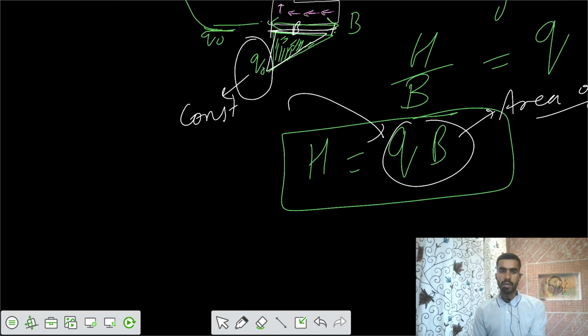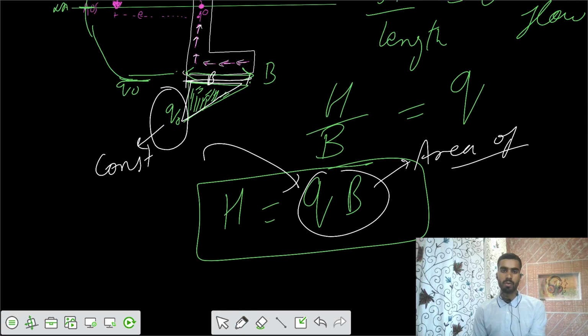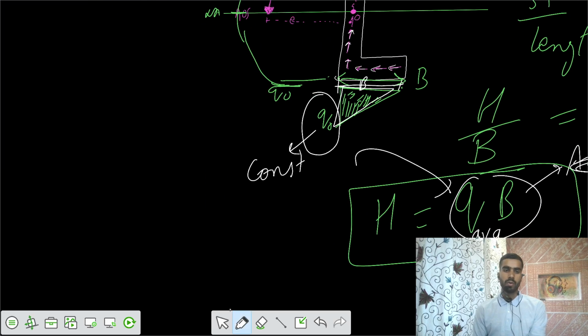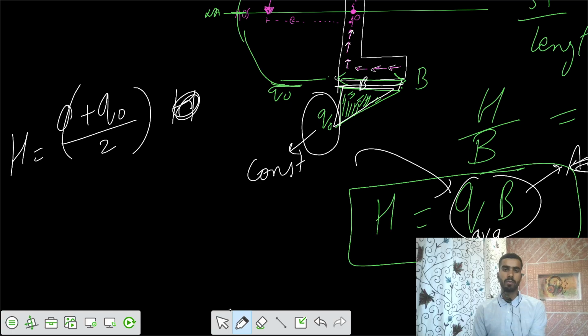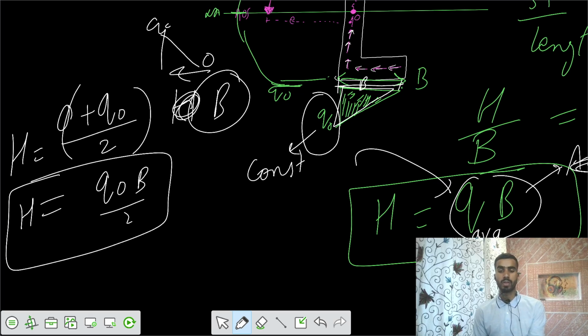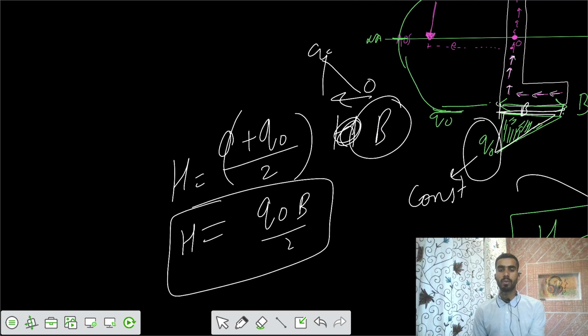So we can take the average of that shear flow. Let's write q average. We can write that h equals (0 plus q naught) divided by 2, into the value of width b, because along the width b your shear flow is varying from 0 to some value of q naught. So we get q naught b by 2, which equals the horizontal shear force h. Now how do you get the value of q naught?